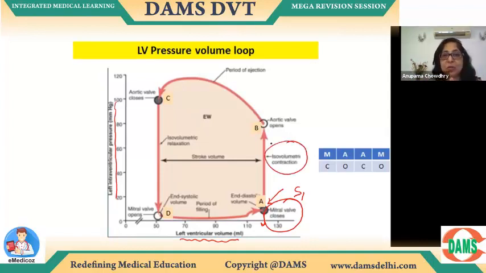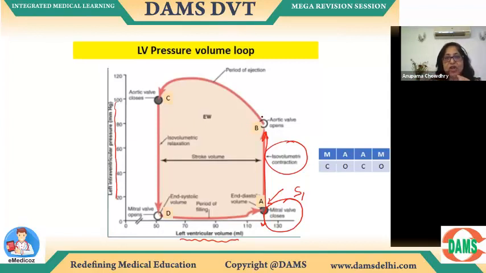What happens in isovolumetric contraction? The mitral valve is closed. The aortic valve has not yet opened. The left ventricle is a closed chamber and it begins to contract. There is a rapid rise in pressure with no change in volume. This is your isovolumetric contraction phase, a rapid rise in pressure till the left ventricular pressure reaches 80. 80 millimeters of mercury is the diastolic pressure in the aorta.